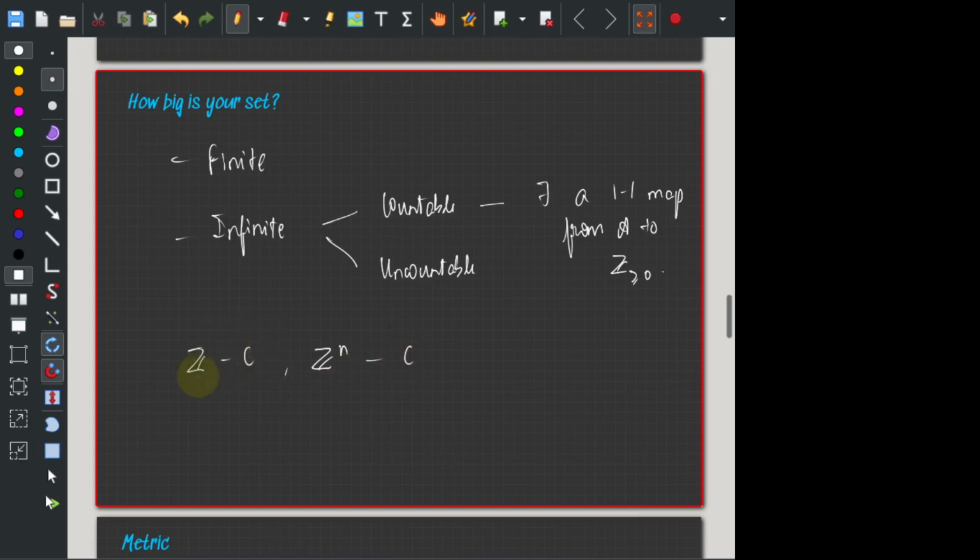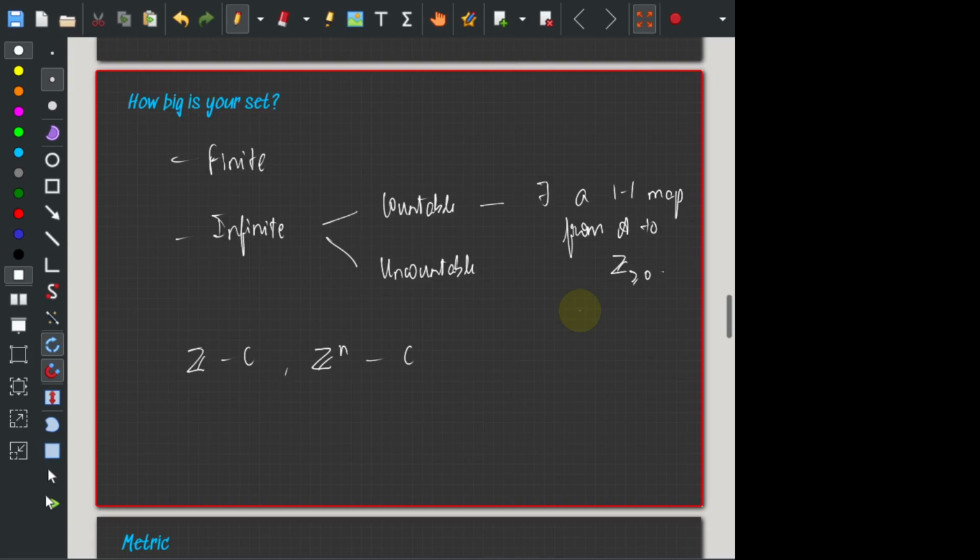Countable. Okay, so before that, you said that Z is countable. What is the map? Yeah? That is the natural. No, Z, so this is the natural numbers, right? So can you find a one-to-one map from the set of integers to the set of natural numbers?